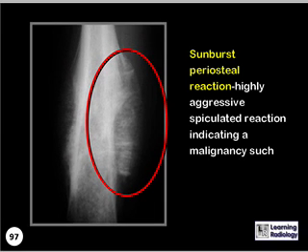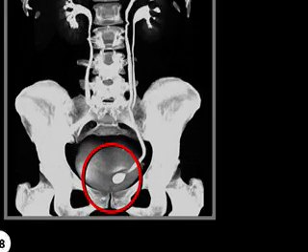This is sunburst periosteal reaction, the highly aggressive spiculated reaction indicating a malignancy such as an osteosarcoma most of the time. What is the name of this sign?